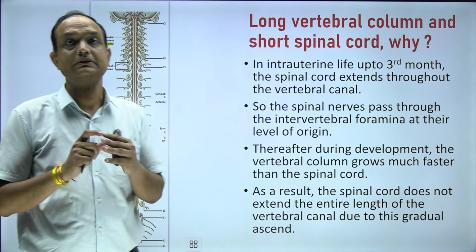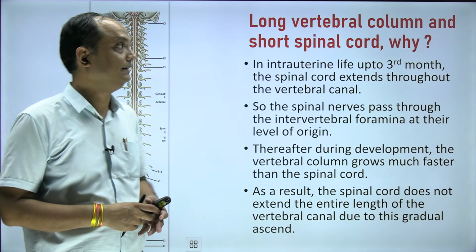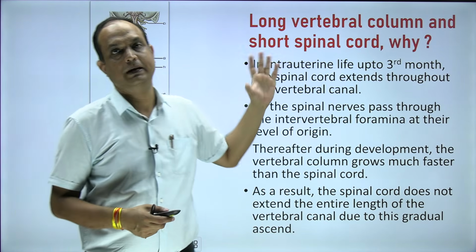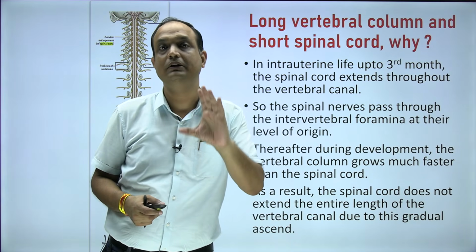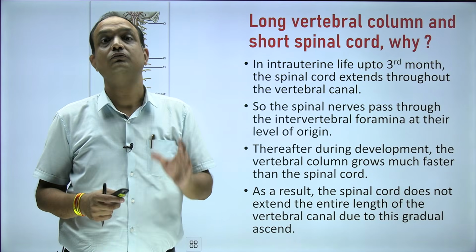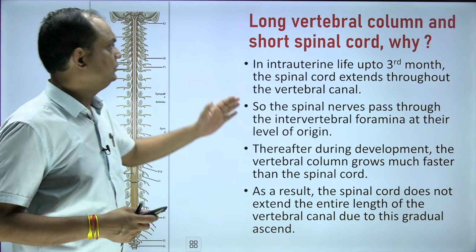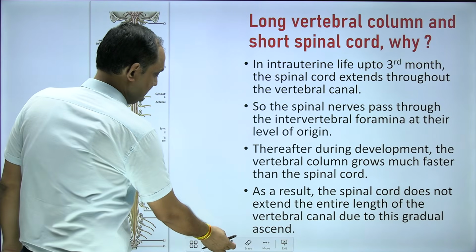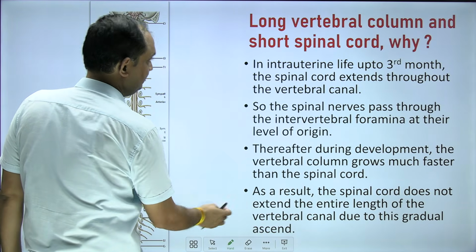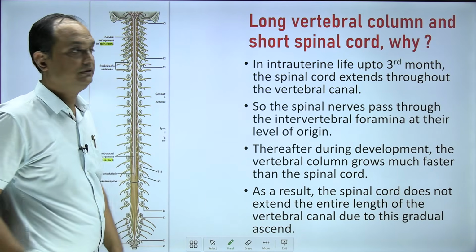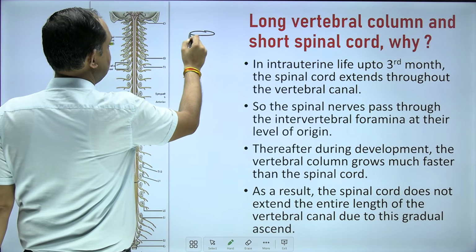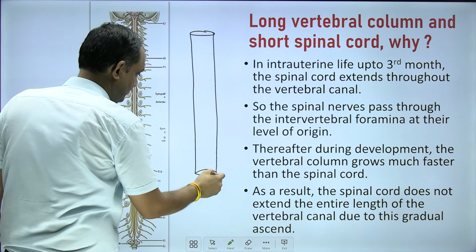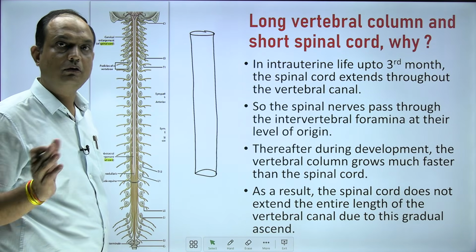Now, this is again a question for your exam. You have the long vertebral column and the short spinal cord, which, as I already told you, occupies only the upper 2/3. The question is why it happened. In the intrauterine life, in the embryonic life, we will talk up to 3 months of development. Suppose this is the length of your vertebral canal or vertebral column.